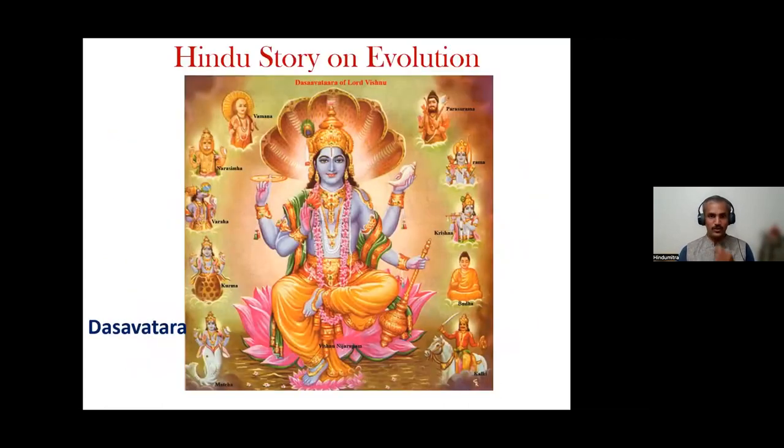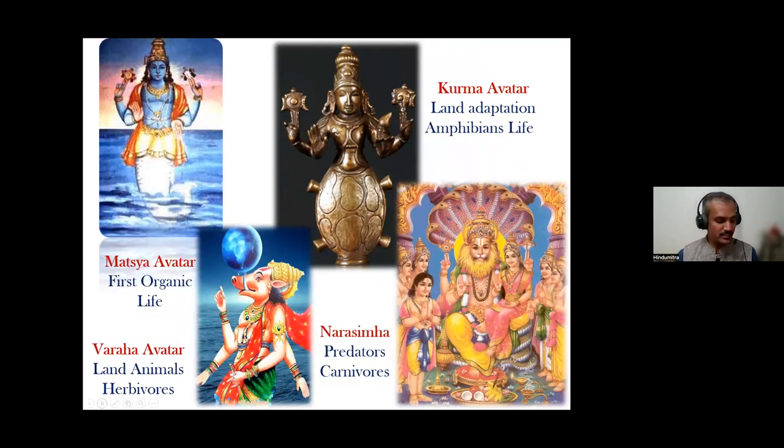And the story of evolution that we see in the Hindu story is Dashavatara. It is from the current facts from biology, and we know that life has originated in oceans. Then land animals came. Then ecosystems developed where predator and prey existed, and amphibians. So this story says the same thing. Matsyavatara, that means first organic life. Then Kurmavatara, which is adaptation of life on earth, on the land, amphibious life. Then Varaha, the land animals or herbivores. Then Narasimha, which is a predator or carnivore, with an apex predator existing in the ecosystem.